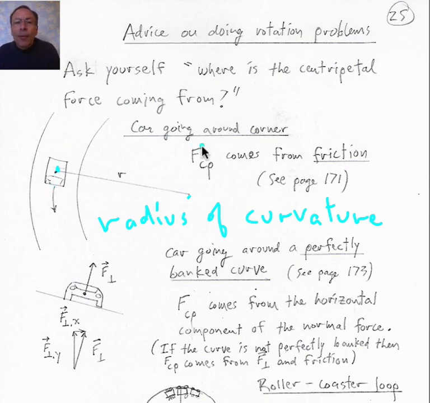Okay. Anyhow, getting back to my advice. Where's the centripetal force coming from in this case? Well, the centripetal force comes from the friction. It's static friction between the car and the road, the tires and the road. And so these problems become a combination of friction problem and rotation problem.